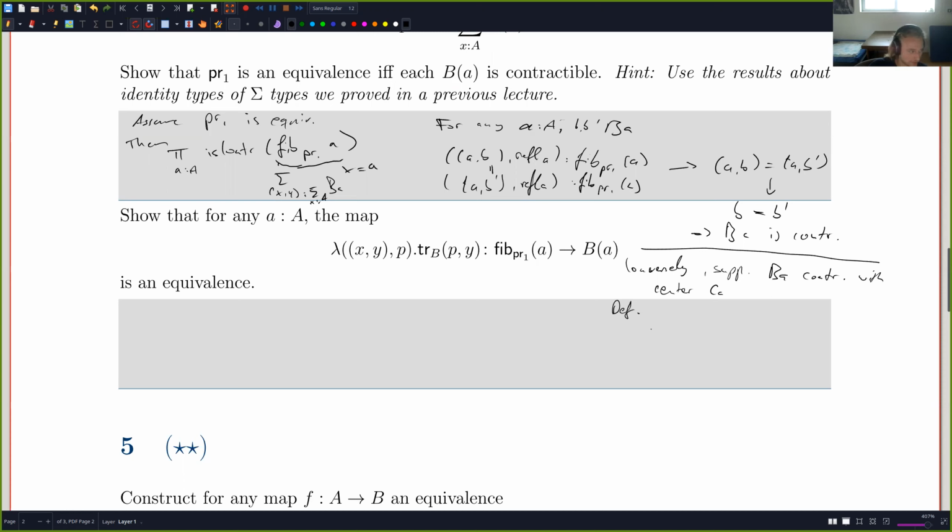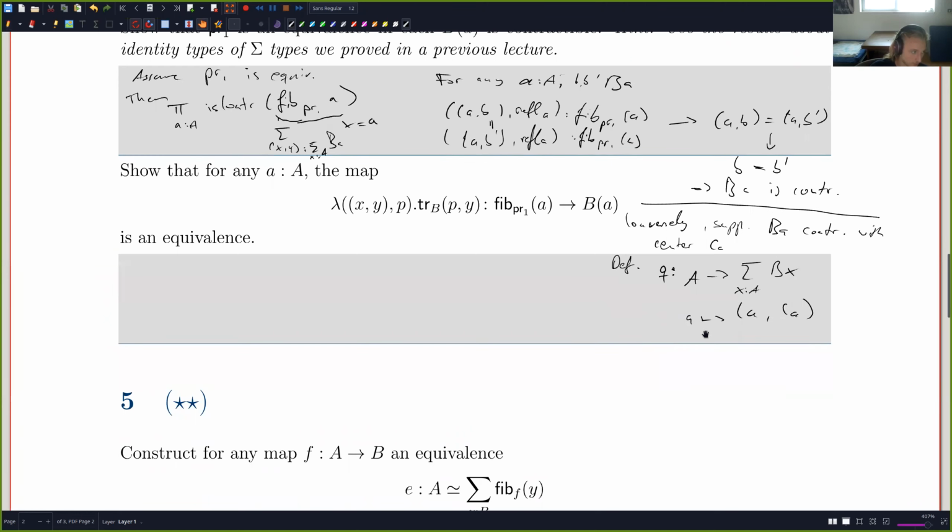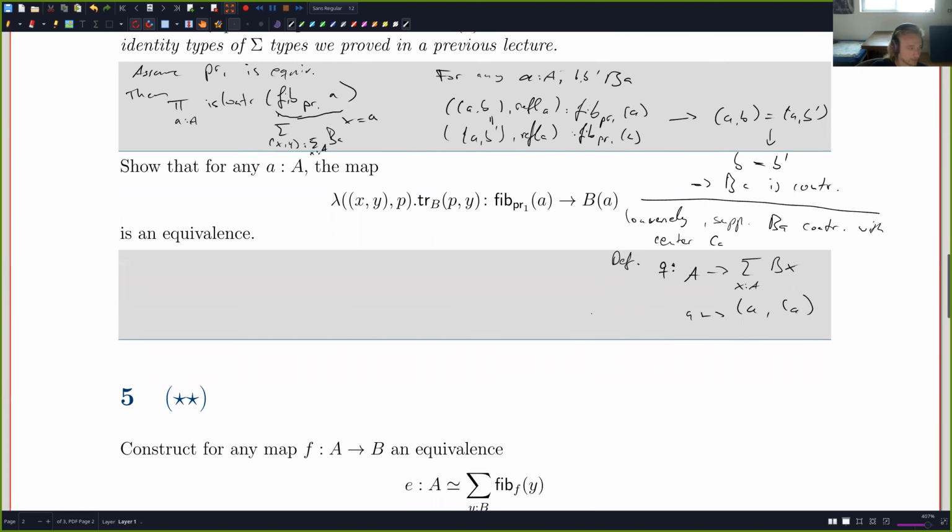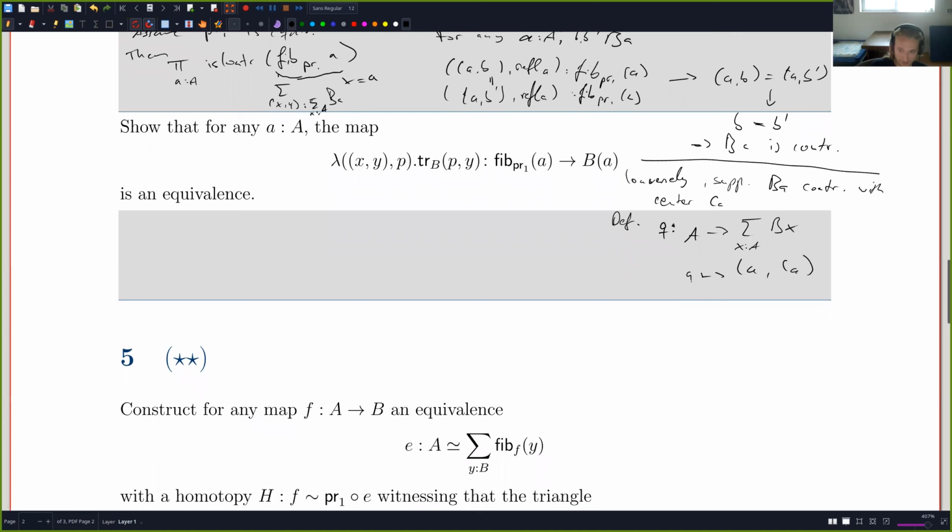Then we define an inverse, it's called Q in this case, from A to the sigma type. And this maps A to, well, what's the obvious choice here? A and the center of contraction at A. And we want to prove that that's an inverse to the projection map. So left and right inverse. And it's a right inverse judgmentally. So I think that's clear.